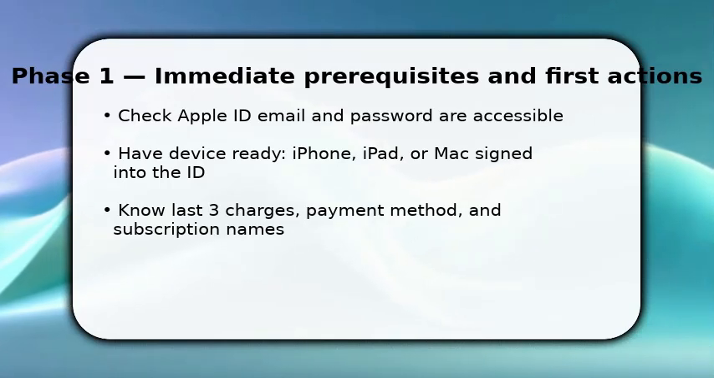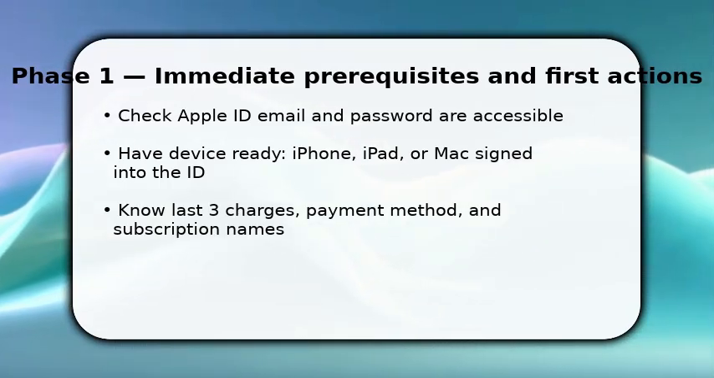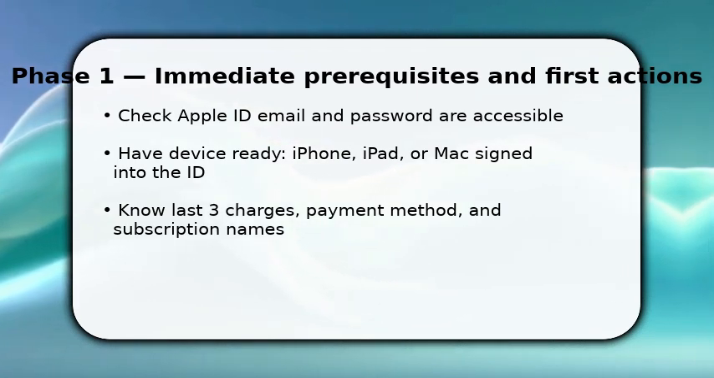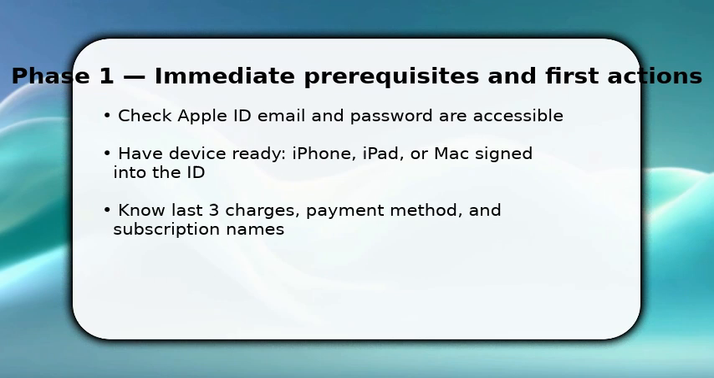You're starting right now. Open Settings on iPhone or System Settings on Mac, then tap your name to access Apple ID. Once there, go straight to Payment and Shipping to see the card on file. You'll change or remove it.